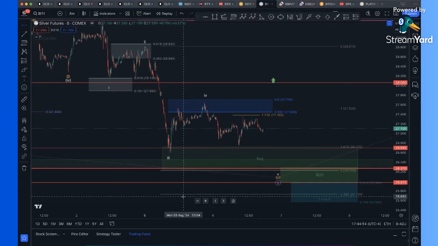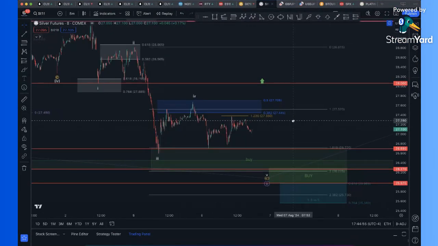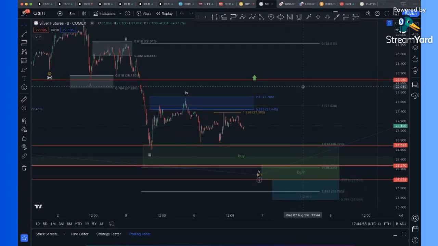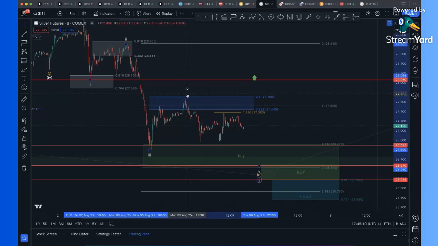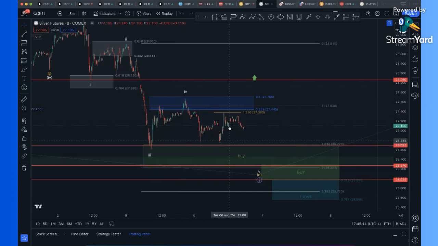All right, so not much has changed. We still have the same parameter up here at 2806. And we've got a couple of levels down here that we're looking for. Now, yesterday's video, I was talking about this as being a three-wave bounce into a standard area for a wave 4. Since then, we have done nothing but chop in this range.